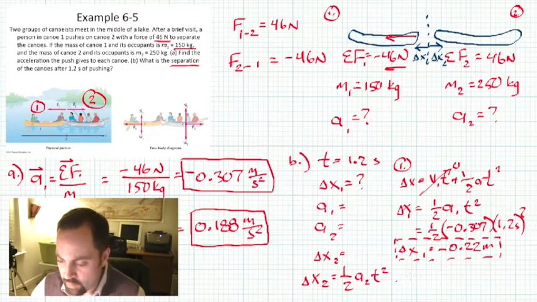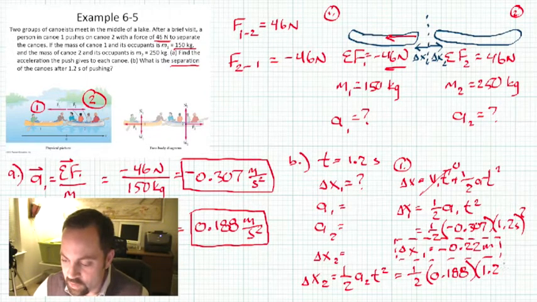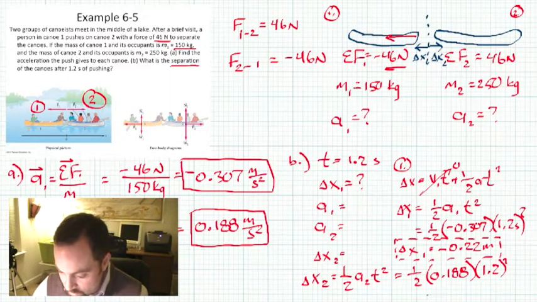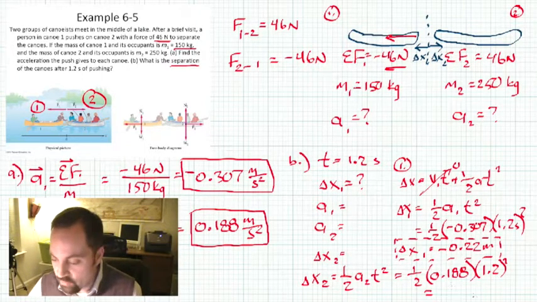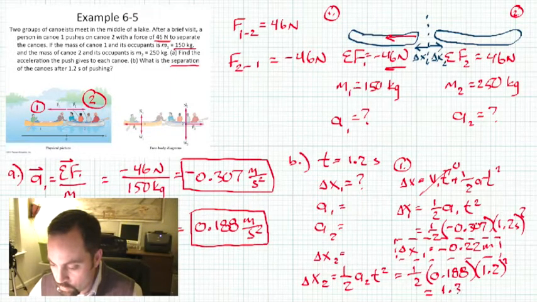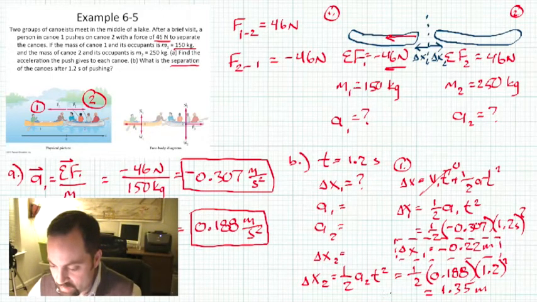All right. Well, delta X2 is going to be 1/2 times acceleration 2, which is 0.188 meters per second squared, times our time, once again, 1.2 seconds squared, equals... Sorry, that's so tight down there. 0.5 times 0.188 times 1.2 squared, 1.35 meters. Dotted line box around that, delta X2.